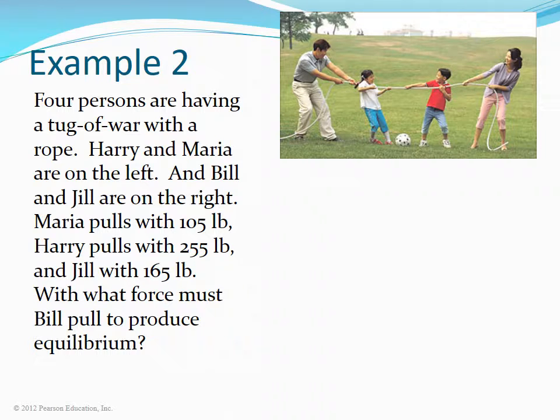Four persons are having a tug of war with a rope. Harry and Maria are on the left, and Bill and Jill are on the right. Maria pulls with 105 pounds. Harry pulls with 225 pounds, and Jill with 165 pounds. With what force must Bill pull to produce the equilibrium?